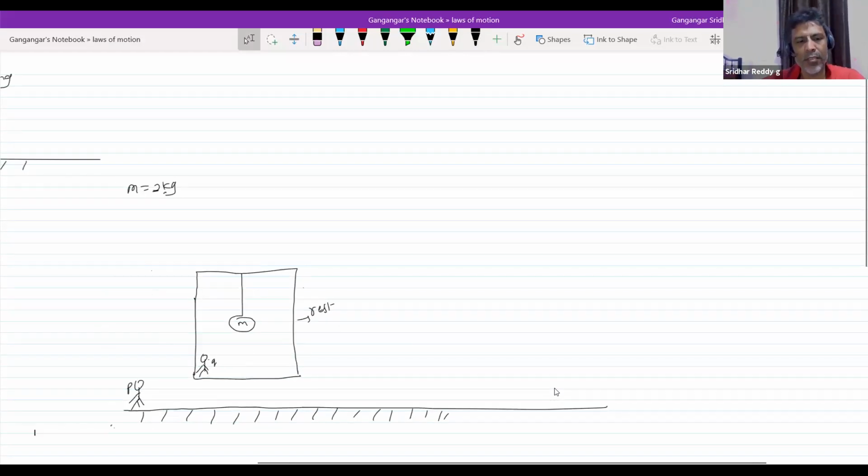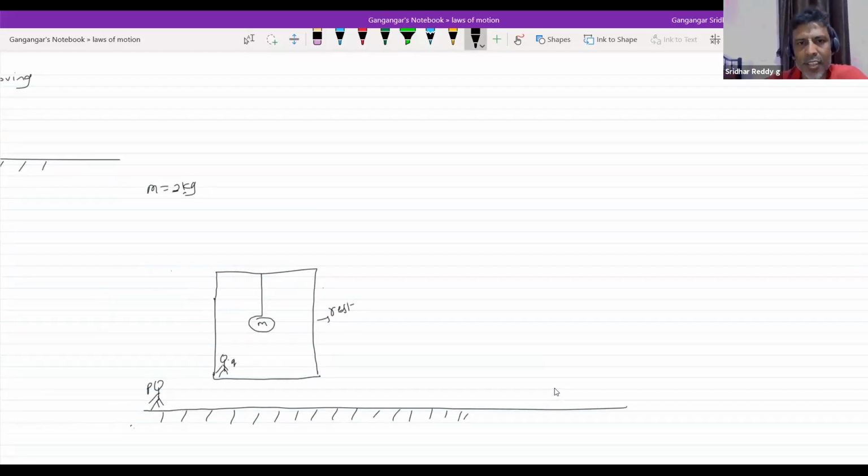Inertial frame? Yes. So what he says is that the tension will act here. So I'll show the force: tension, and this is mg. So how much tension is measured by person P? Block, or the Bob, is at rest, and you will write the equation T minus mg equals 0. T minus 2 into 10 equals 0. Tension equals how much? 20 Newton. Is that okay? Fine.